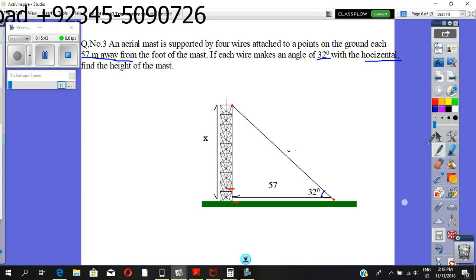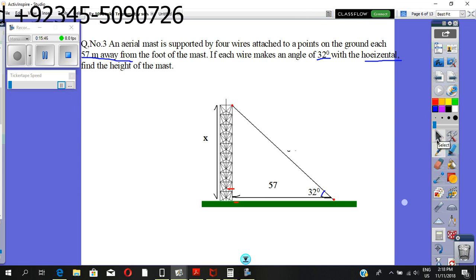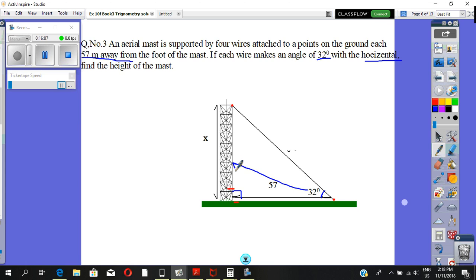Here we're supposed to find the height of the mast. If we check, we have 90 degrees at the foot of the mast, and one given angle here. It means the adjacent is 57, and the opposite of 32 degrees is the height. This is the opposite. Now we check it and apply.